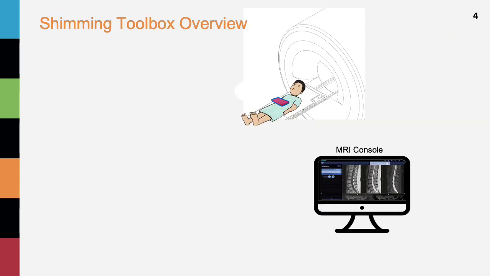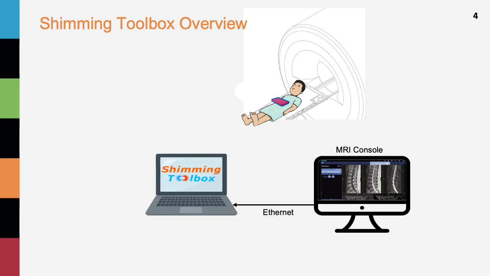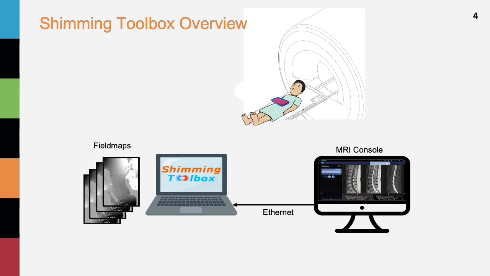To give you an idea of how Shimming-Toolbox fits in the workflow of an imaging session, here is an overview. We start at the MRI computer, which is connected to the Shimming-Toolbox laptop using an Ethernet socket connection to access the images as they are reconstructed. Field maps and other relevant acquisitions are then acquired and sent to the Shimming-Toolbox laptop.